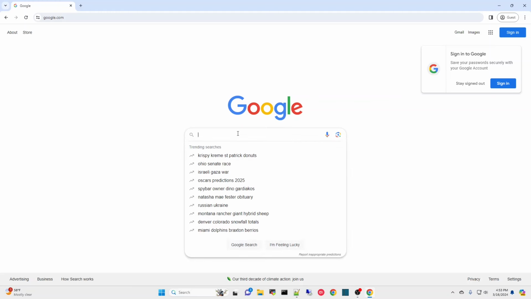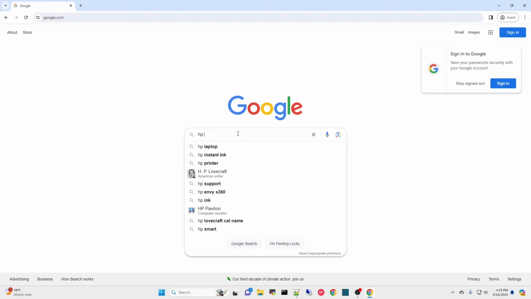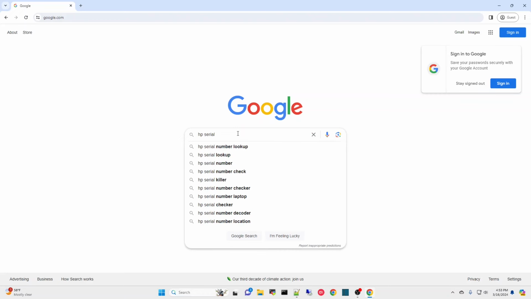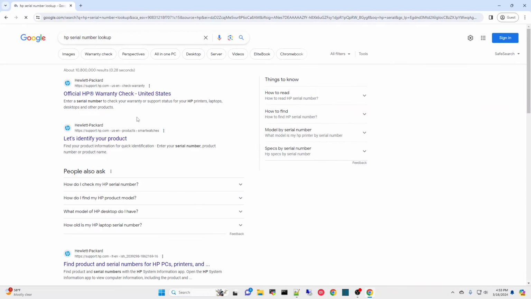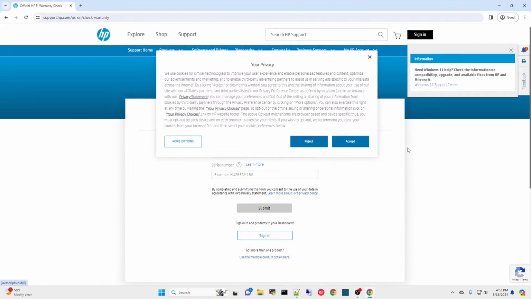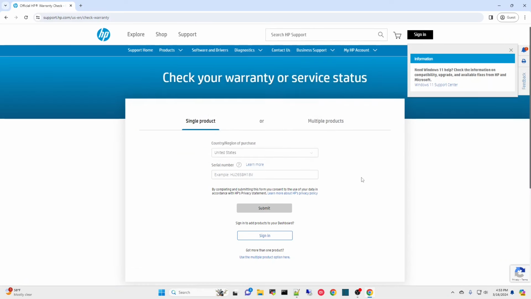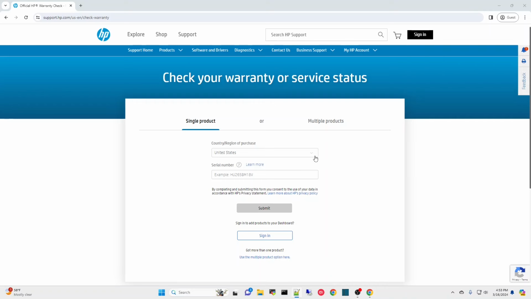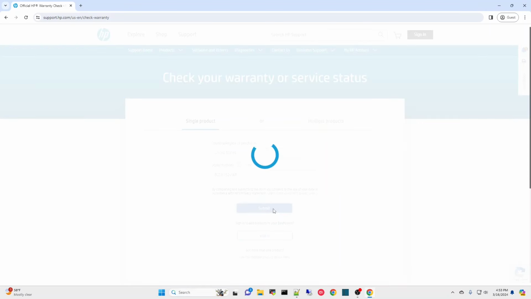So what we want to do is type in HP serial number lookup, and we can do a warranty check of a serial number. So we'll try the G3 first, paste that in, submit.